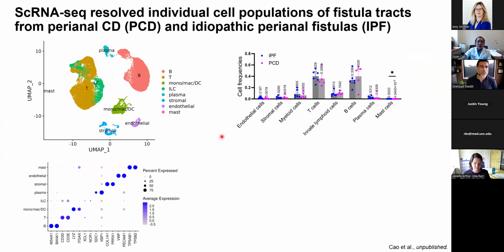So using single-cell analysis, we identified major cell populations from both PCD and IPF samples, including immune cells and stromal cells. And on the panel on the right, you can see most of the major cell populations were quite similar in frequencies between IPF and PCD, except there is a reduction of the mast cells in the PCD tissue, but we actually don't know what the functional significance of this change is.